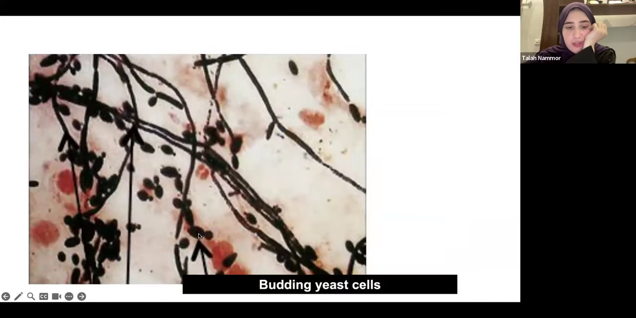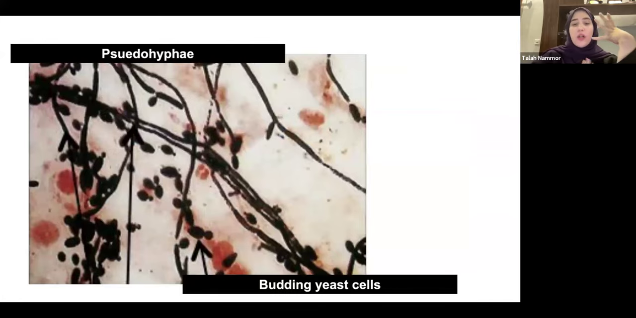There's these, you see here, 1, 2. They're budding. Budding yeast cells together. Okay? They are connected by a pseudo-hyphae. Now, what is a pseudo-hyphae? Why do we call it a pseudo-hyphae?